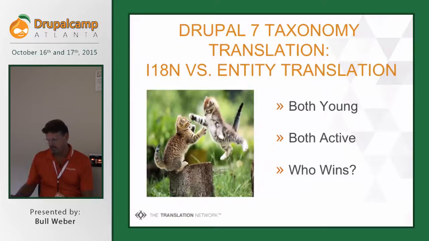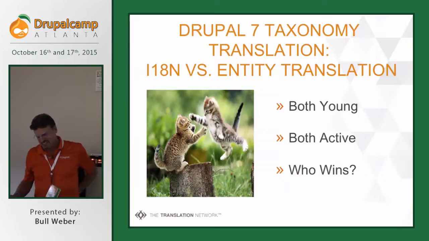Here's an example of some of the issues. Taxonomy translation was a great one. I18N versus entity translation. Both were young, both were active. Who wins? It's kind of a funny slide.